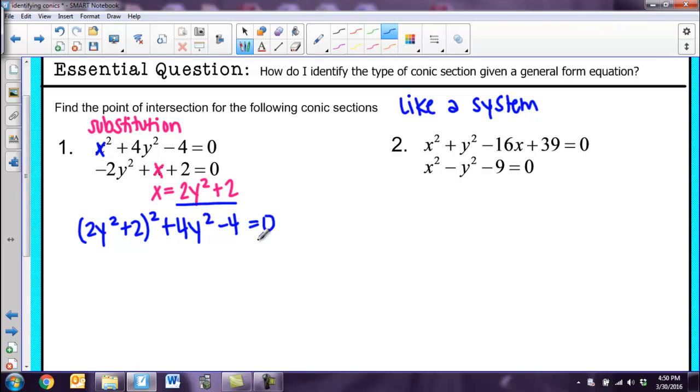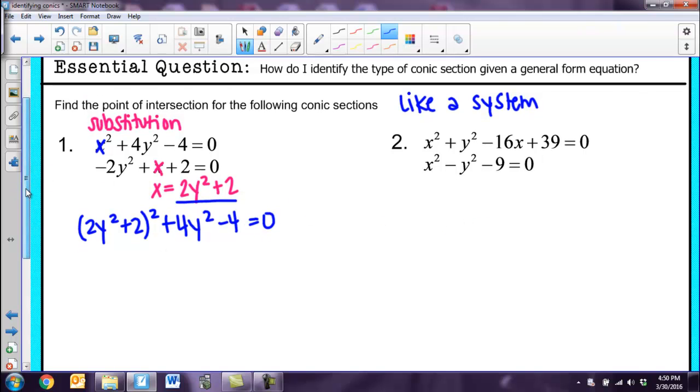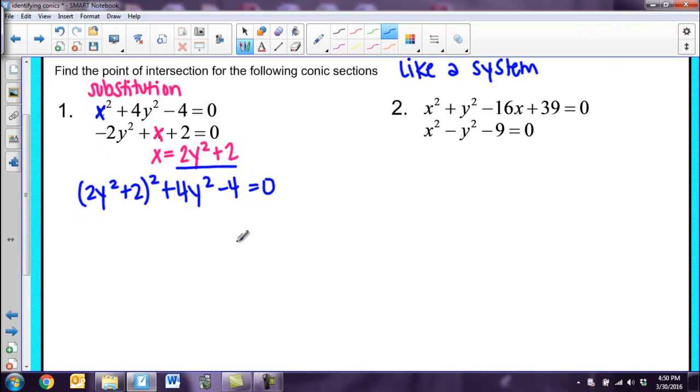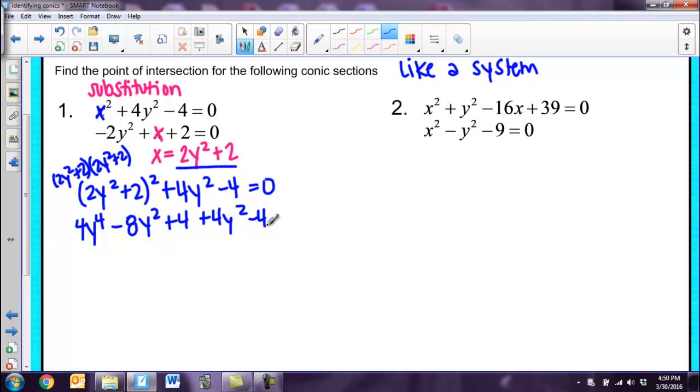Now, since this is all in one variable, it's a very straightforward algebraic way to solve it. You would go ahead and use FOIL right here, or draw your box. Remember, this is 2y squared plus 2, and that's 2 of them. So you have to use FOIL right here. If you use FOIL, you get 4y to the 4th minus 8y squared plus 4. Then I have plus 4y squared minus 4.